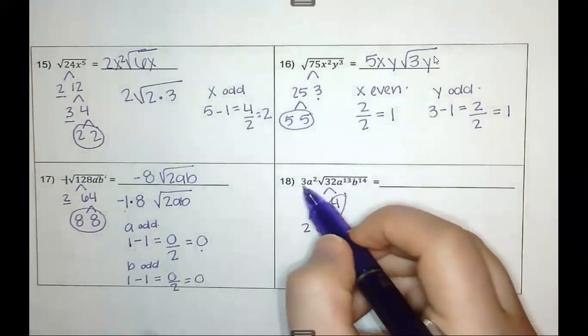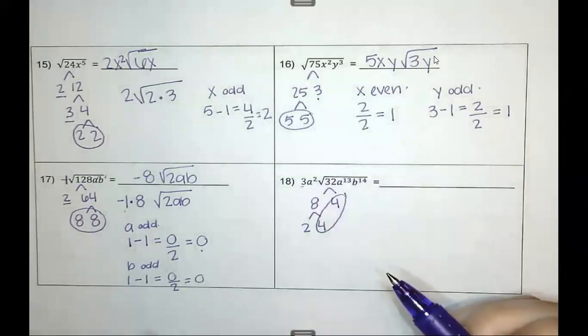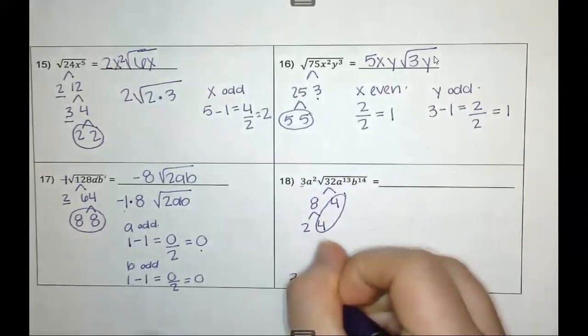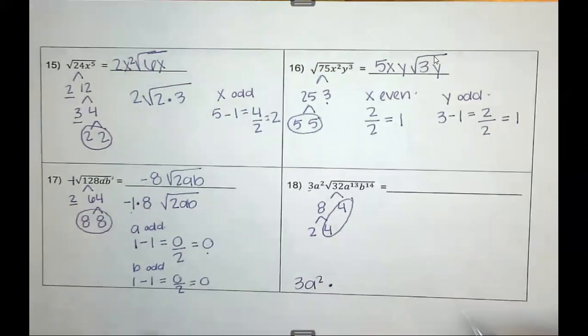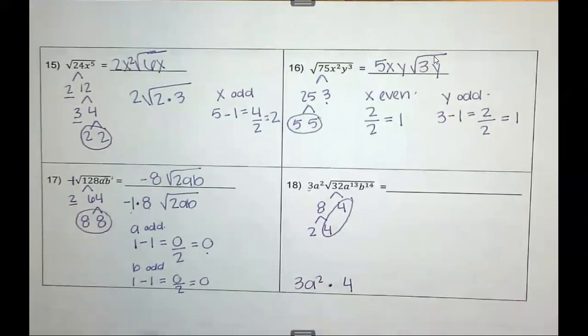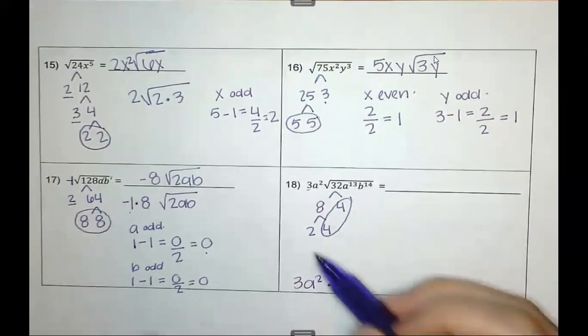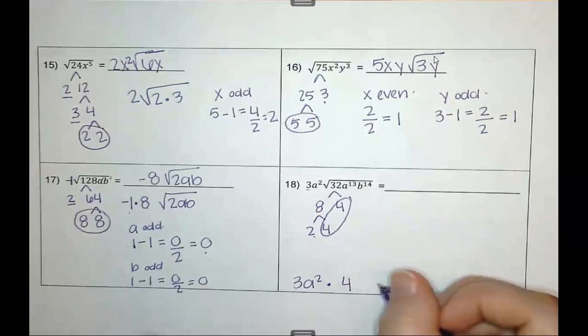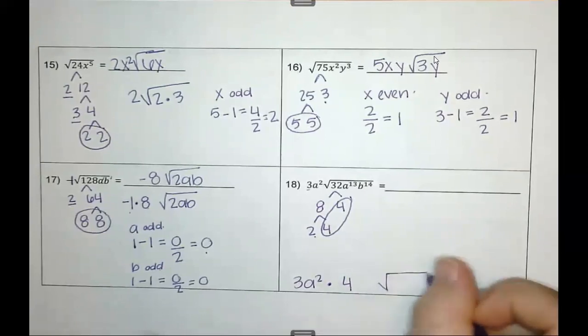And there was already a 3 out in front. So that's something we need to keep in mind. So there's already this 3a squared out in front. And I've just decided I'm going to pull out a 4 as well. Now, there is a 2 here, but it does not have a pair, so it's going to have to stay underneath the square root.